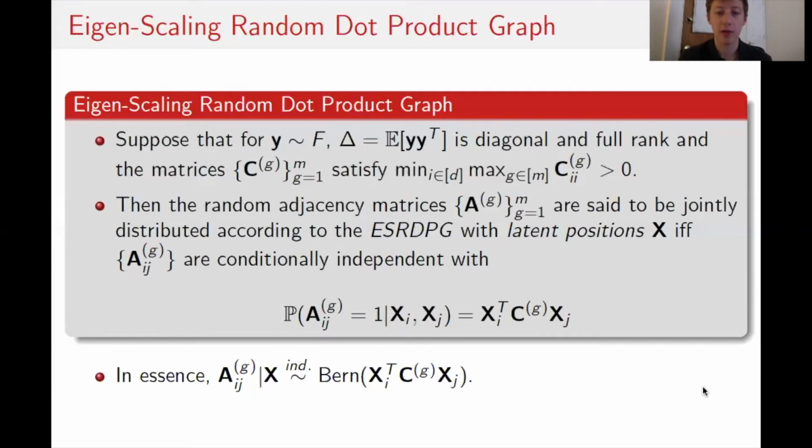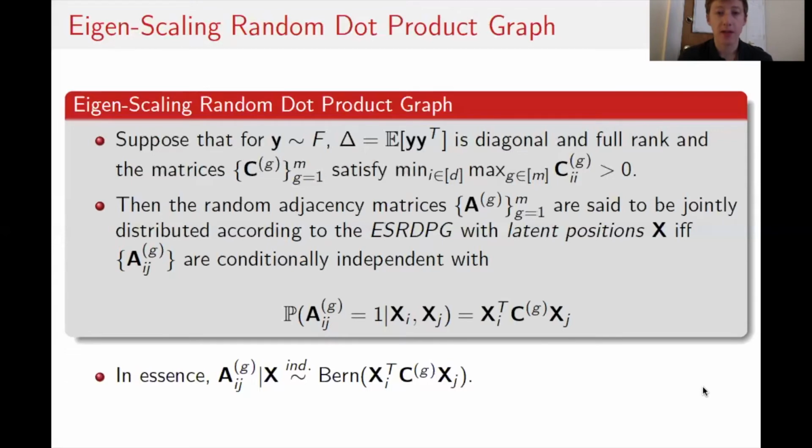Now, what you should notice here is that the latent positions are fixed across graphs. So the shared structure across graphs in this multiplex will be encoded by these latent positions. We model the heterogeneity between the networks, so the differences in the networks, by these weighting matrices C of G.